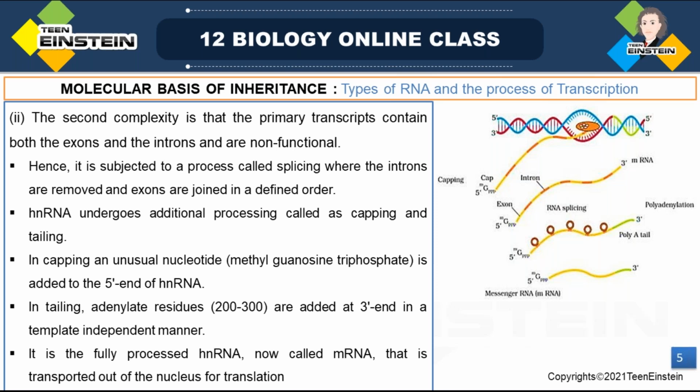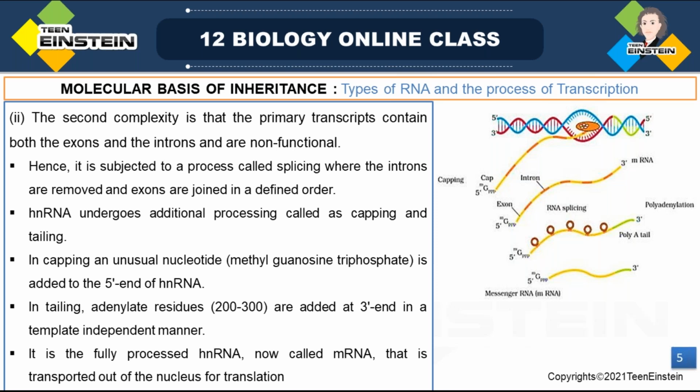So the primary transcript or hnRNA contains both exons and introns, but it is non-functional, so it is subjected to splicing. In splicing, the introns, the non-coding regions, are removed and exons are joined in a particular order. In prokaryotes, splicing is not required. Why? Because hnRNA is absent in prokaryotes.